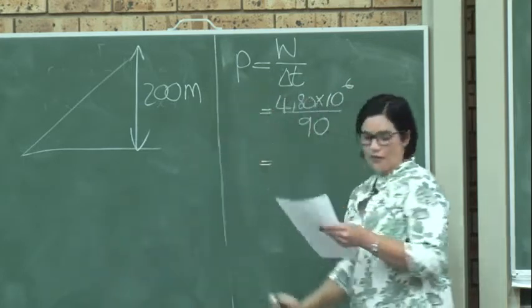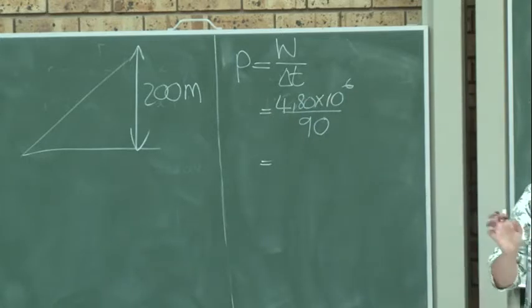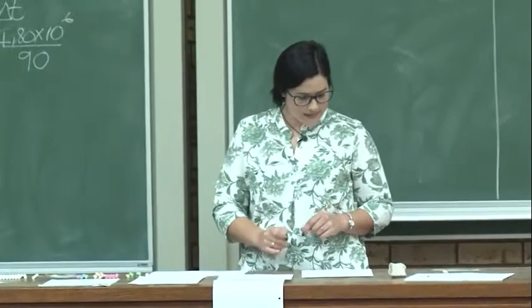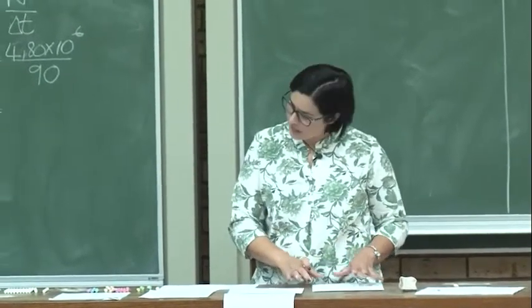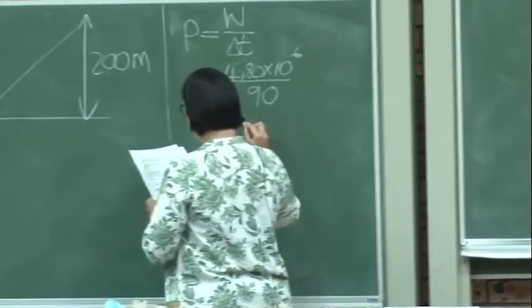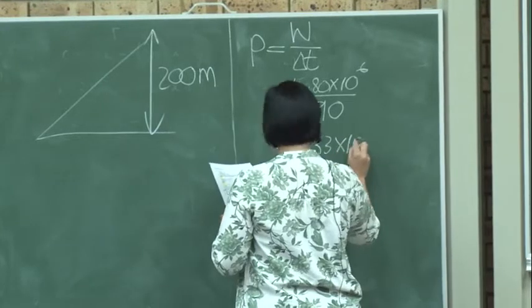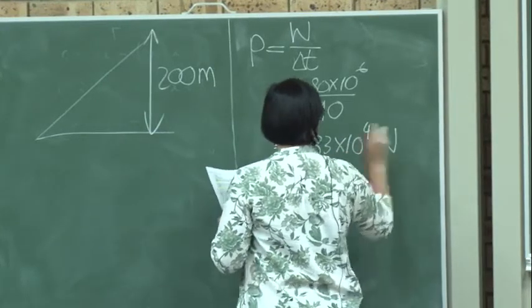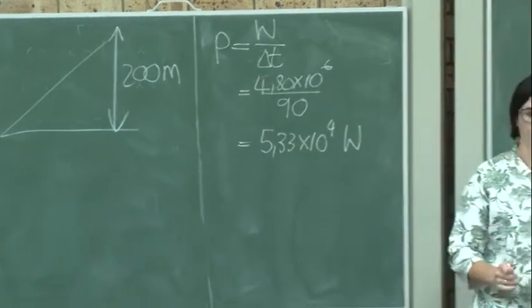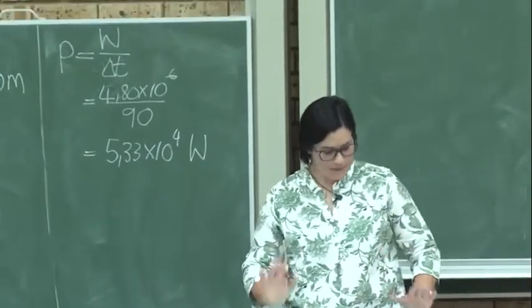What is the unit for power? Who can tell me that? What is the unit for power? It's watts, yes. And if you've done the calculation and typed it into your calculator, I hope you also get 5,33 times 10 to the power of 4 watt. Okay, so far, pretty straightforward.